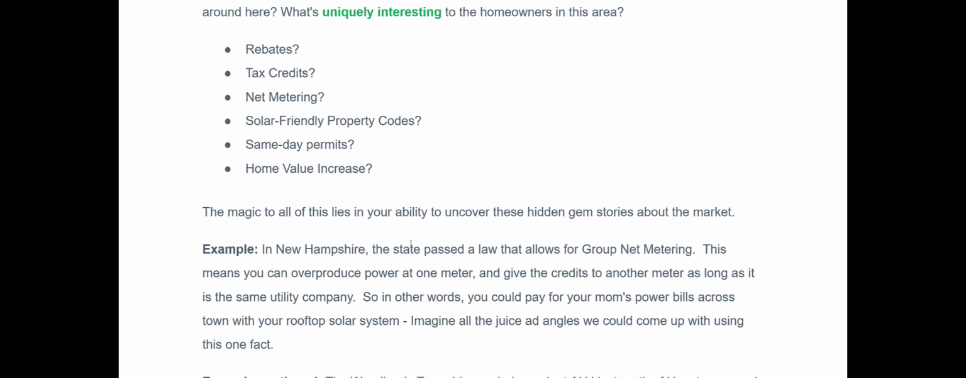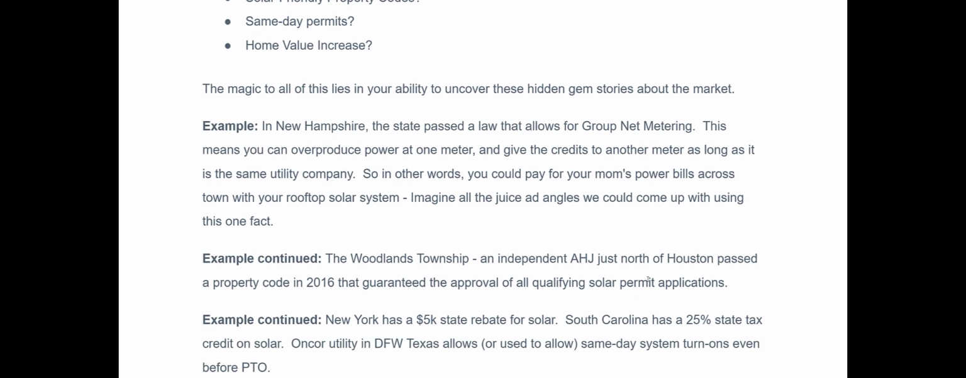So an example, in New Hampshire, where I'm from, where I started solar power all the way back in 2014, the state passed a law that allowed group net metering. Now, this is pretty badass, okay? Group net metering means you can overproduce at one meter, and you can give the credits to any other meter on that utility company's system. And I think it may have to be in the same state as well. I could be wrong about that. I'm sure it is. But in other words, you could pay for your mom's electricity bills across the state as long as she had the same meter as you with your ground mount.